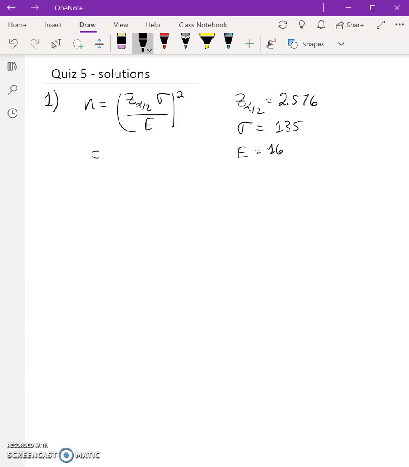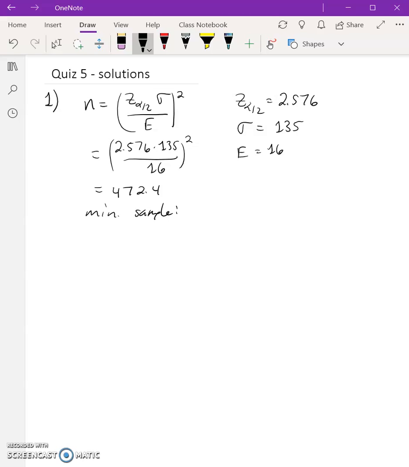So once you plug all of this into the formula, you should get 2.576 times 135 divided by 16. That quantity is squared, and you get 472.4 or something. Now, we're asking about the minimum sample size necessary. So to say the minimum sample size is 472.4, that doesn't make sense, right? How can you say that you have a sample size of 0.4, for instance, because these are people that you're trying to find.